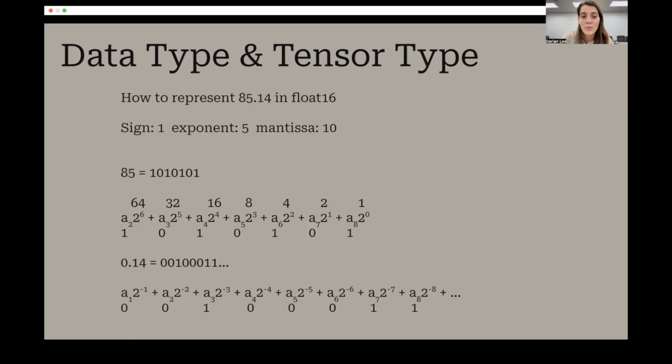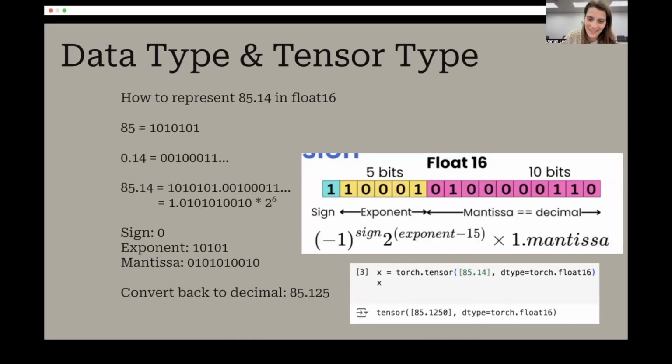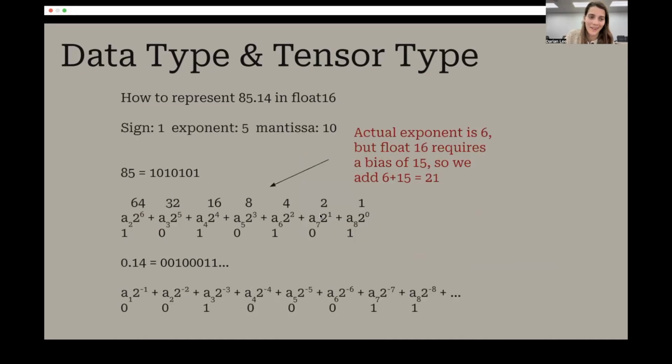So let's say we want to represent something like 85.14 in float 16. We already know that we need to allocate 1 bit for representing the sign. In this case, the sign is positive, and if we go here, we can see the sign is represented as -1 to the power of the sign bit. So if we want to represent a positive number, we're going to make this sign bit 0, because -1 to the power of 0 is 1. Okay, so we've gotten the sign figured out.